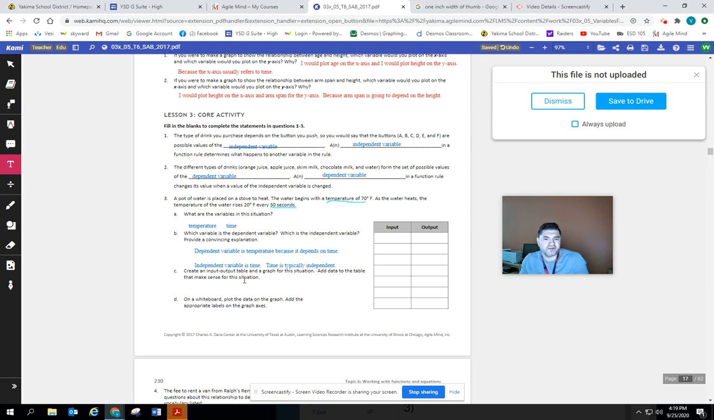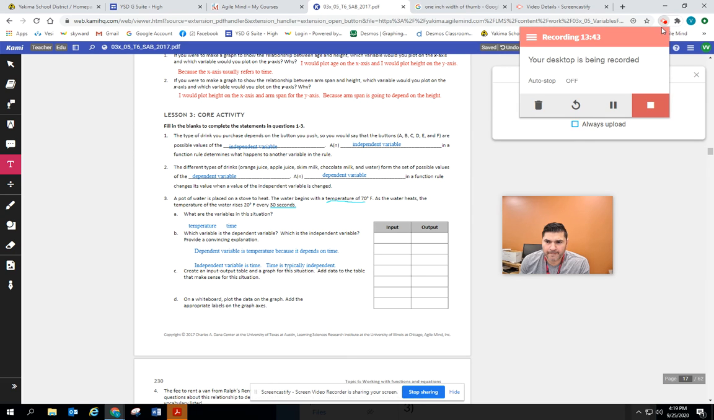Okay, so over here it says create an input-output table and a graph for this situation. Add data to the table that makes sense for this situation. And we will continue this on the next video, okay? So on the next video, we will continue from letter C. So go ahead and watch the next video.